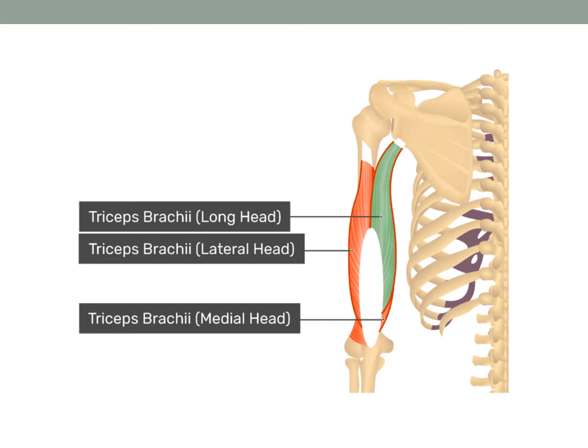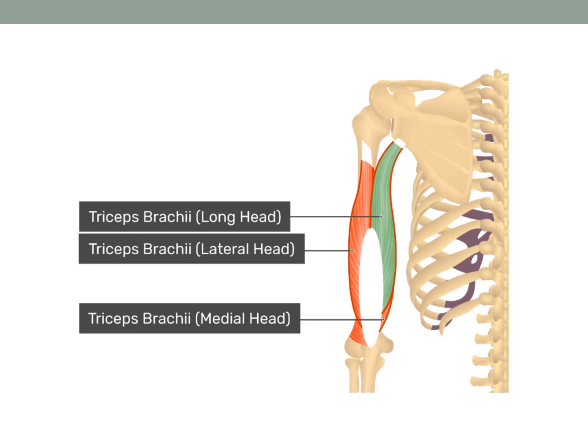The origin of the long head is the inferior margin of the glenoid cavity and joint capsule. The lateral head is the posterior surface of the proximal end of the humerus, and the medial head is the posterior surface of the entire humeral shaft. The insertion is the olecranon and fascia of the forearm.